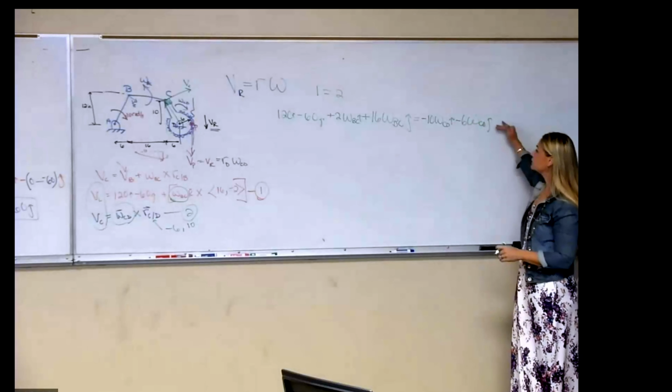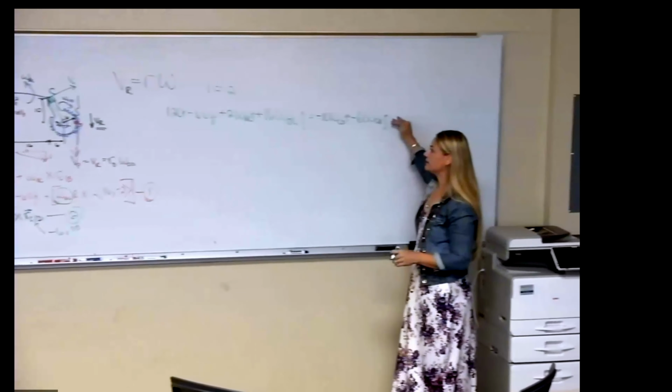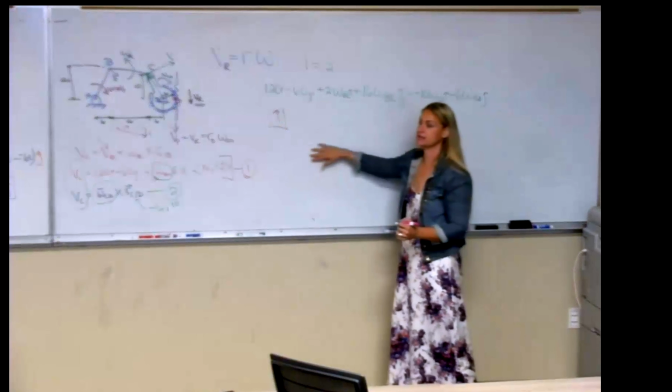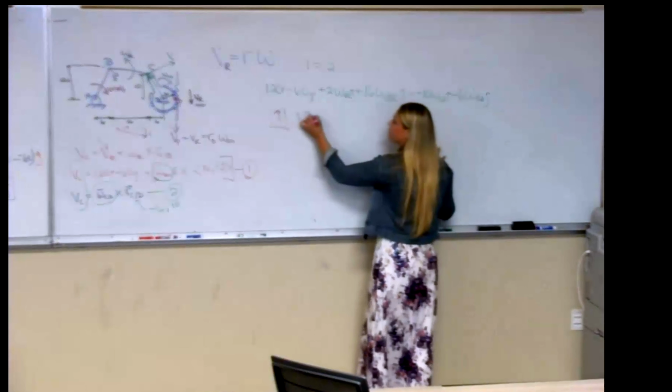Okay, so now this looks like one gigantic equation, but remember that it is vectors. When you have a vector equation, you can take out the components and equate them, which means take out the i's, set them equal to each other, take out the j's, set them equal to each other. So here we have 120i plus 2 omega BC i equals negative 10 omega CD i. You can do the same thing with your j components. Your j components will consist of negative 60 plus 16 omega BC equals negative 6 omega CD.